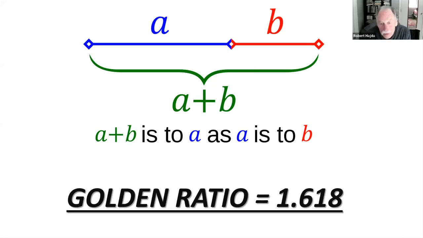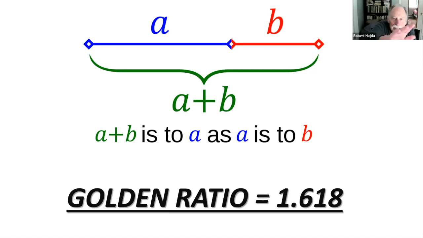The golden ratio, first of all, let me say this, as you can see in the bottom line, the golden ratio equals 1.618. And the golden ratio is calculated, as you see, further up. You see the line AB, blue and red? The ratio of A to B is the same, namely 1.618. B would be 1 and A would be 1.618.